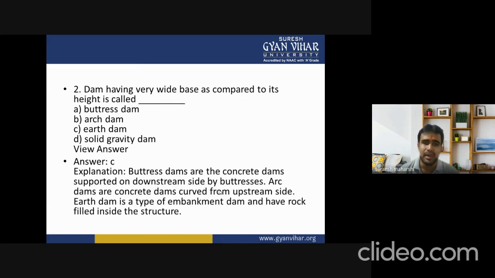Next, a dam having a very wide base as compared to its height is called: option A, buttress dam; option B, arc dam; option C, earth dam; option D, solid gravity dam.